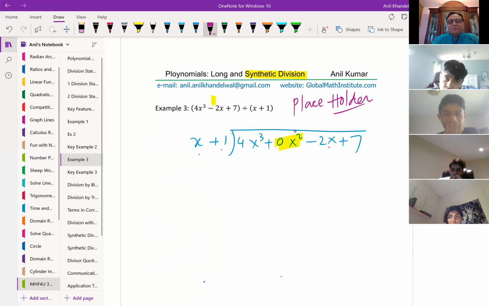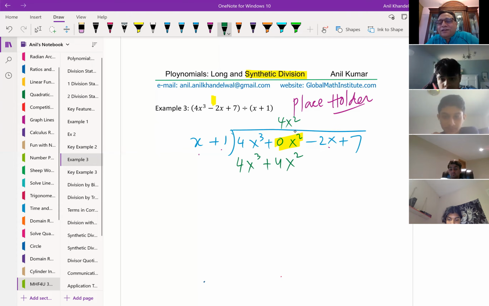What will be in my quotient? The quotient will be 4x cubed divided by x, which is 4x squared, right? So when I multiply these terms with 4x squared, I get 4x cubed plus 4x squared. Do you see that? If I had not written 0x squared, there would have been minus 2x. How could I subtract 4x squared from minus 2x? You understand? The whole thing will get misaligned. So just for alignment purposes, we place this placeholder. Is this part clear?